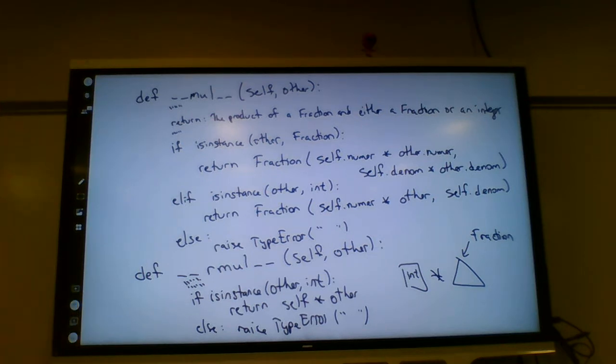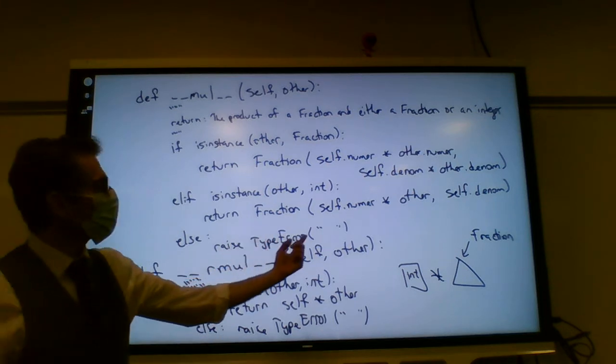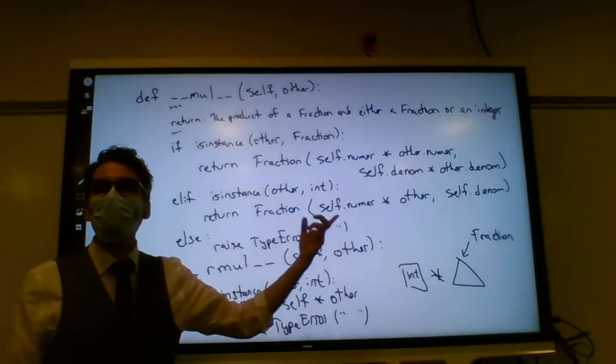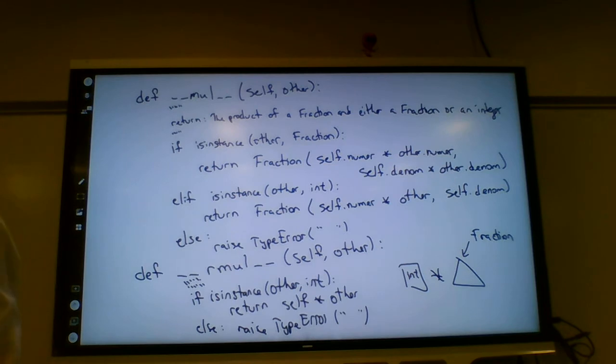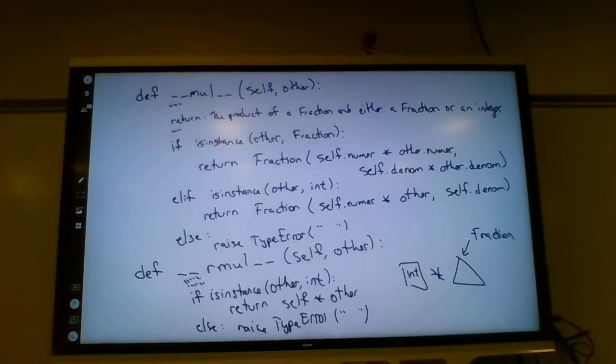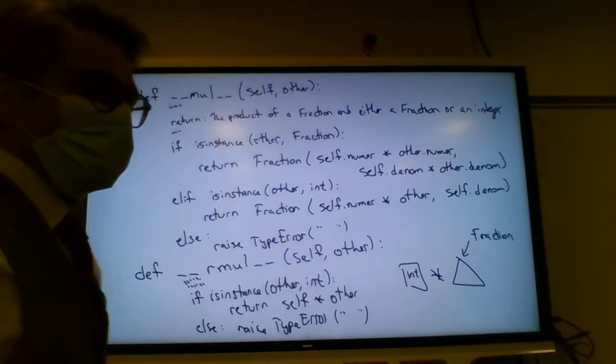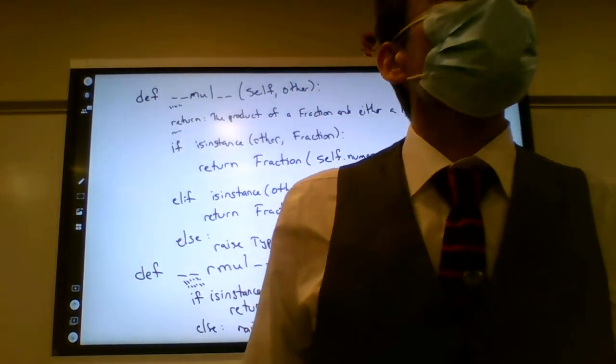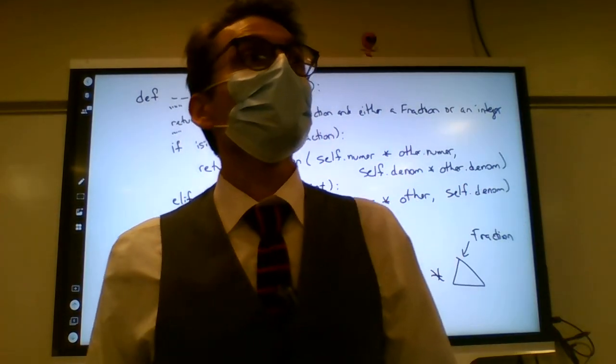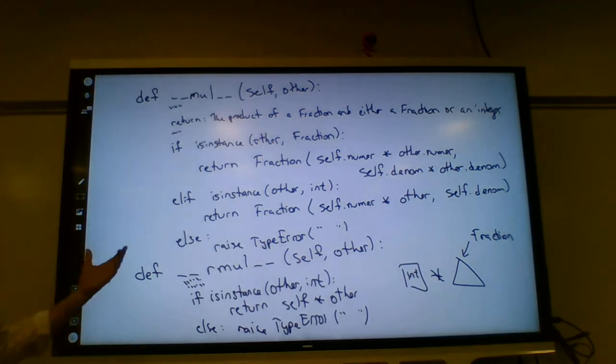Or again, you could say the same type of thing. Like you did here, the type error could be the same type error that says you can only multiply a fraction by another fraction or by an integer. Does that make sense? So what do we have? We have multiplication, whether it's on the left or on the right.